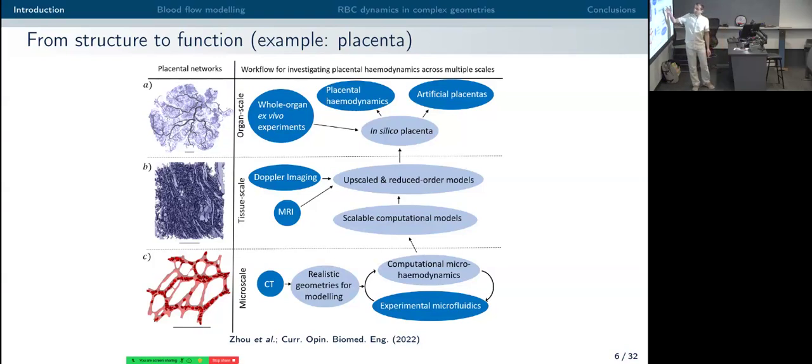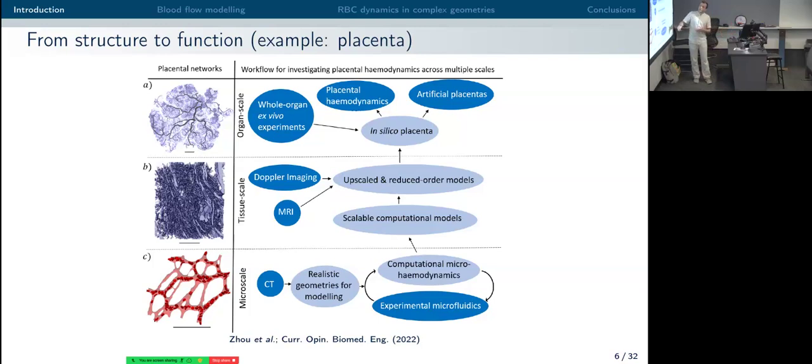You might scale that up so that you have a model that is working at higher or larger scales, but maybe less detailed. That can be validated using MRI, Doppler imaging, and so on, which has a much lower resolution, of course, than micro-CT. And in the end, you could then ask, okay, what can we learn about the entire organ? And potentially even, how can we design an artificial placenta, right? Because if we understand how it works, in principle, we could also design one to support cases where naturally it would be very difficult to deliver the baby healthily, right?